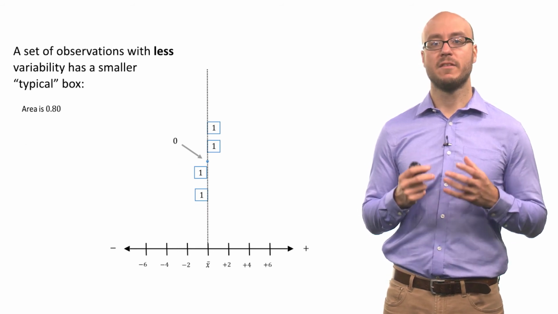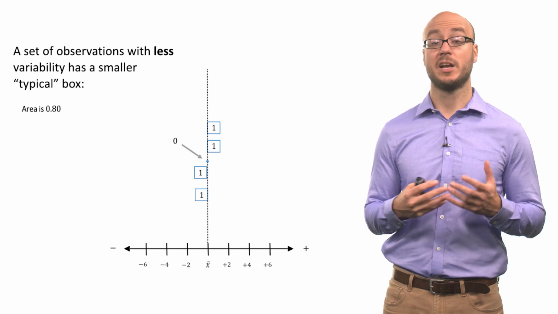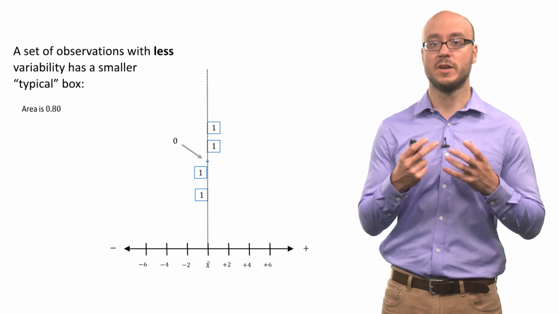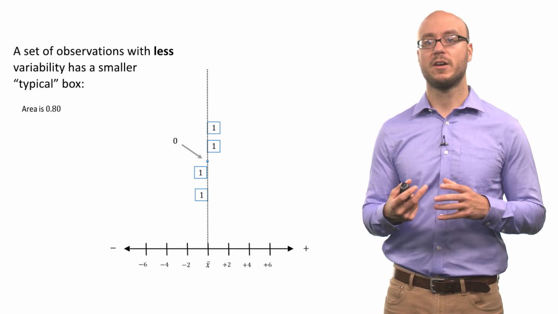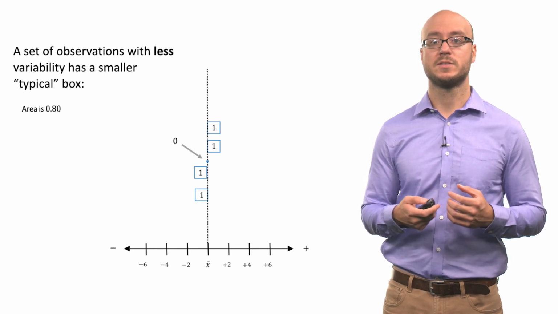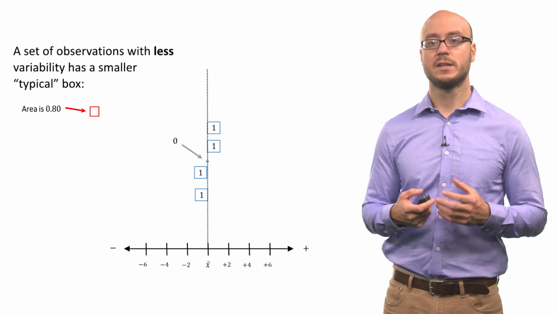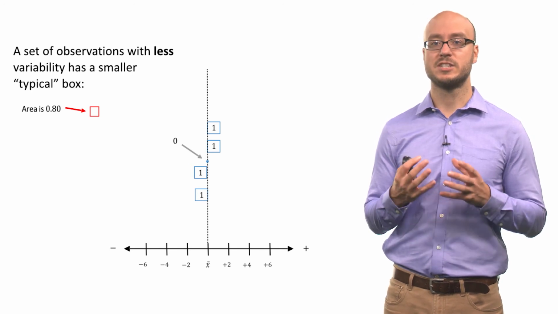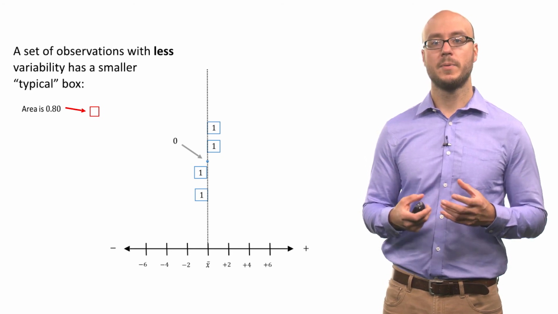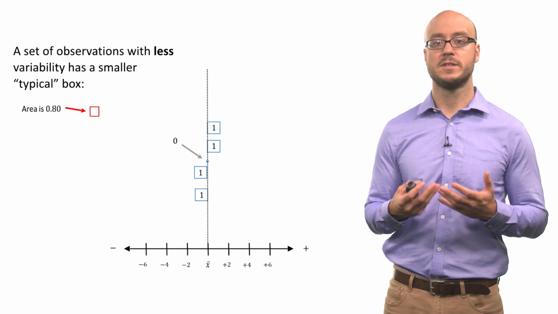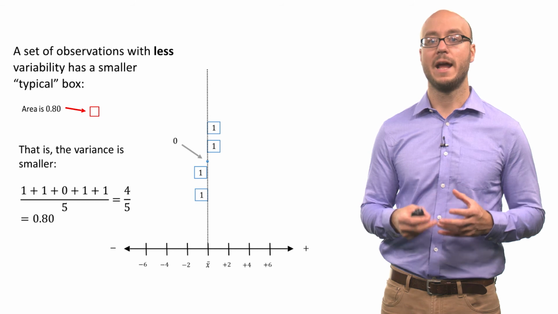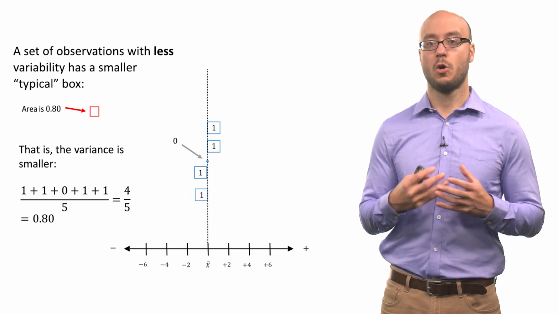Now, the important point is that the variance reflects the variability in our data set. So a data set with less variability is going to have a smaller typical box. It's going to have a smaller variance. A data set with more variability is going to have a larger typical box, reflecting the larger degree of spread or variation in the data set. So if we look at this data set, which has a smaller total variability, the total area of the boxes is smaller. The typical box for this set of observations has an area of 0.8. To put it another way, the variance is smaller when the total variability is smaller.